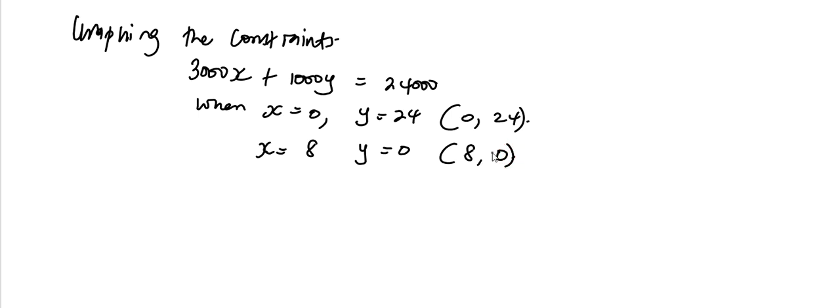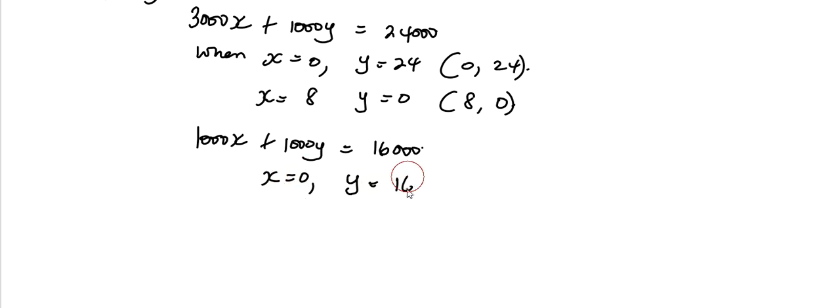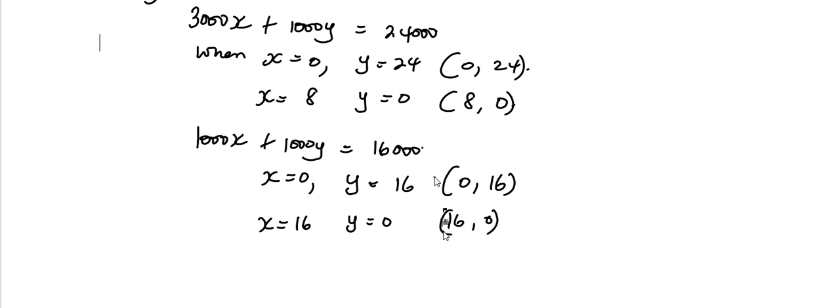Then the other constraint which we have is product A. Then we have product B, which is represented by 1,000x plus 1,000y equaling 16. So when x equals 0, y will equal 16, and when y equals 0, then x will equal 16. So here you have (0, 16), then (16, 0).